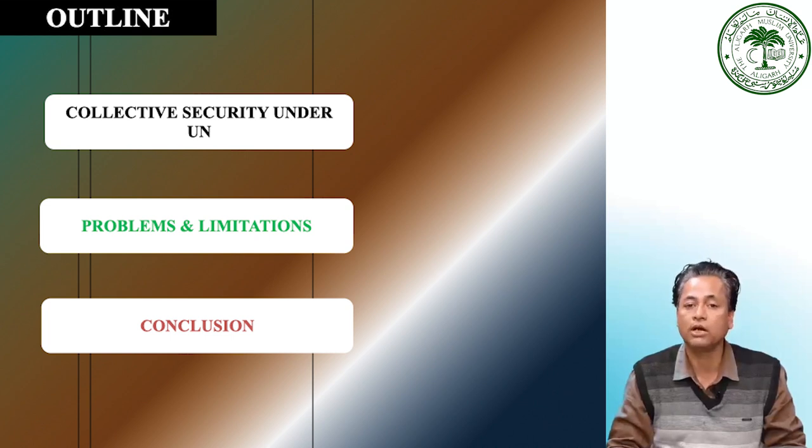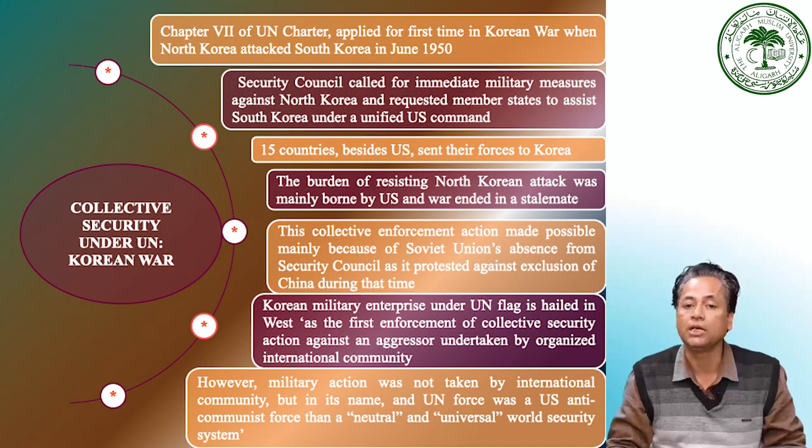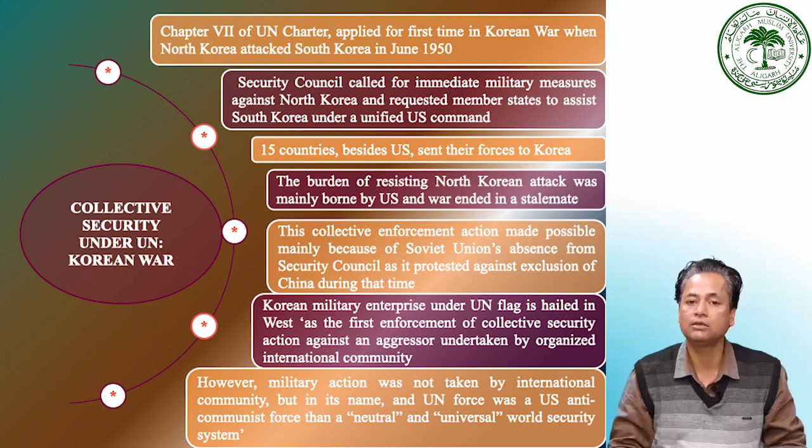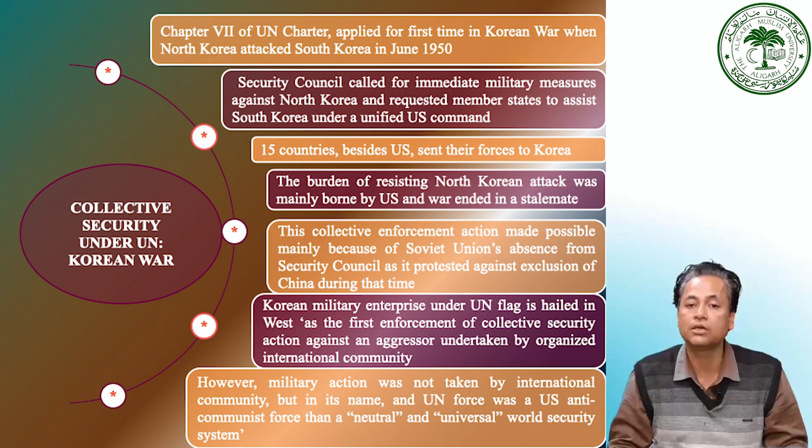So, now let us focus our attention on the operation of collective security provisions by the United Nations. Chapter 7 of the UN Charter, which dealt with collective security provisions from Article 39 to 51, was for the first time applied during the Korean War when North Korea attacked South Korea in June 1950. The Security Council in an urgent meeting called for immediate military measures to deal with North Korea and requested all the members of the United Nations to make available their armed forces for the assistance of South Korea to a unified command under the United States.